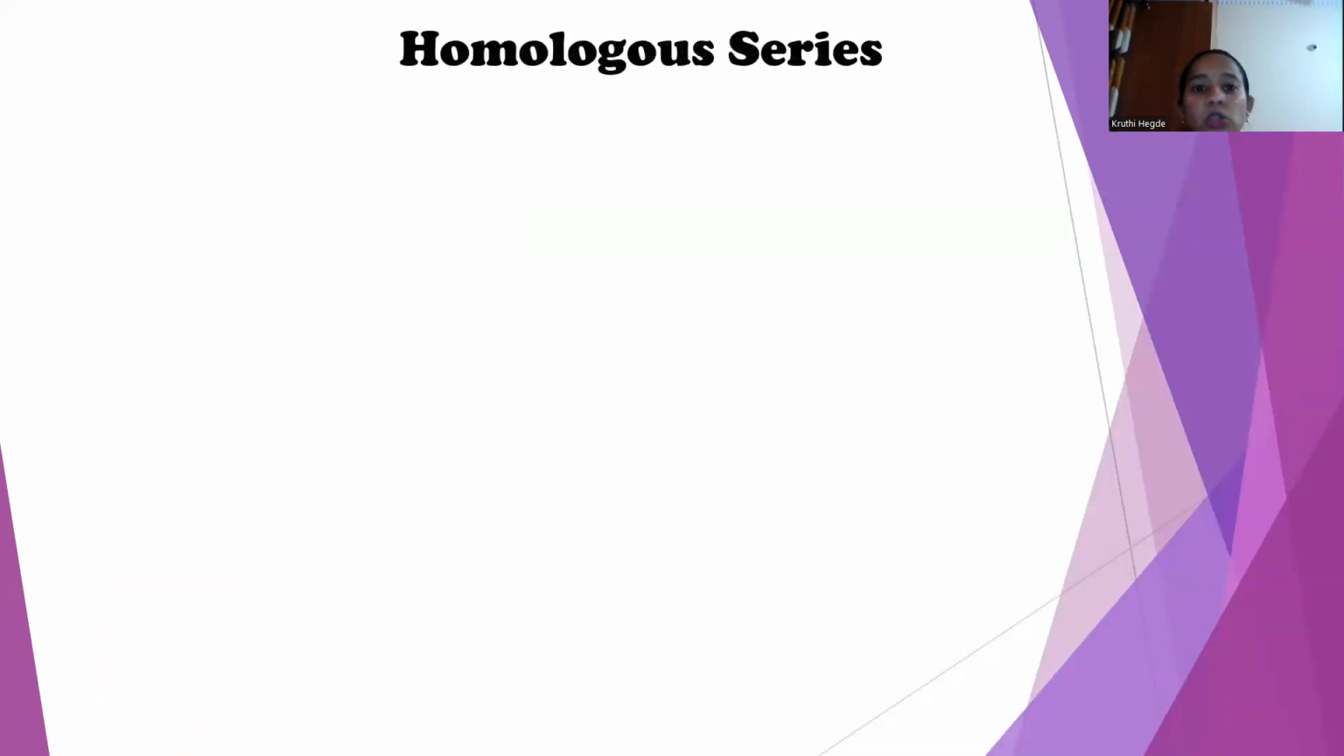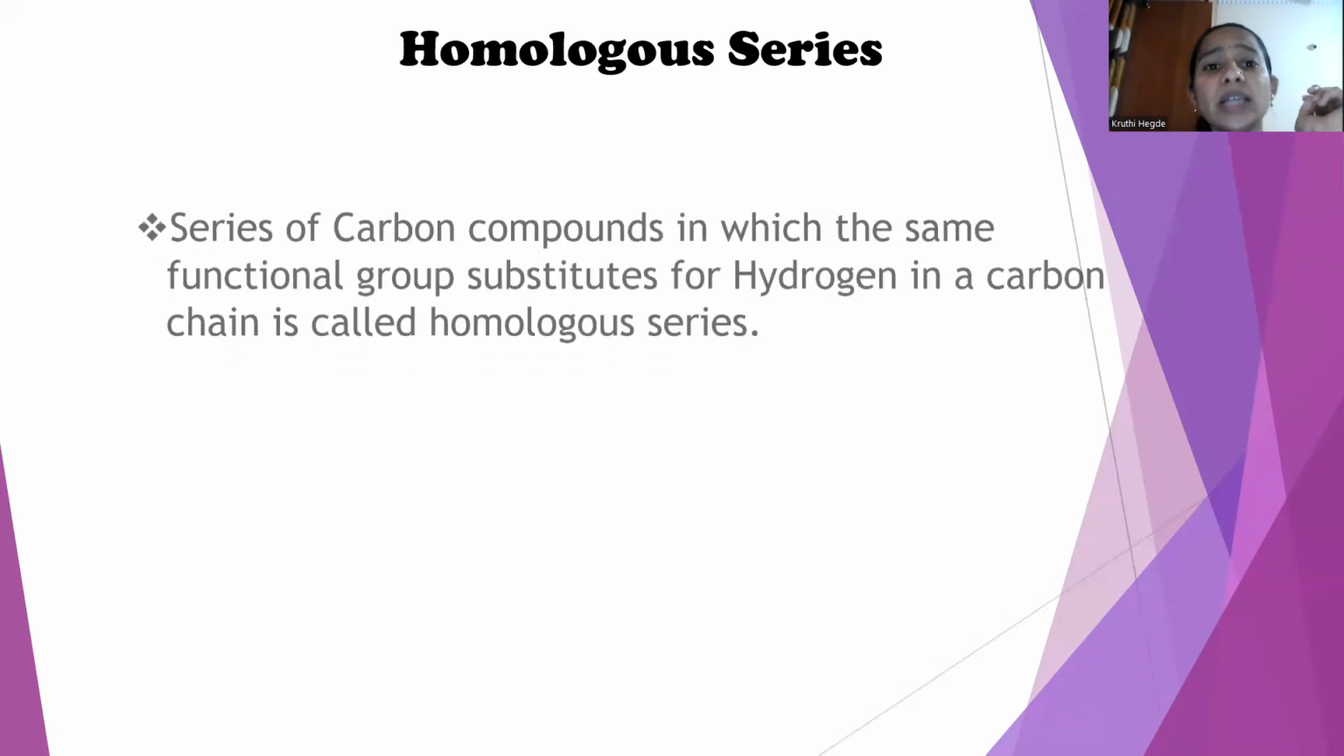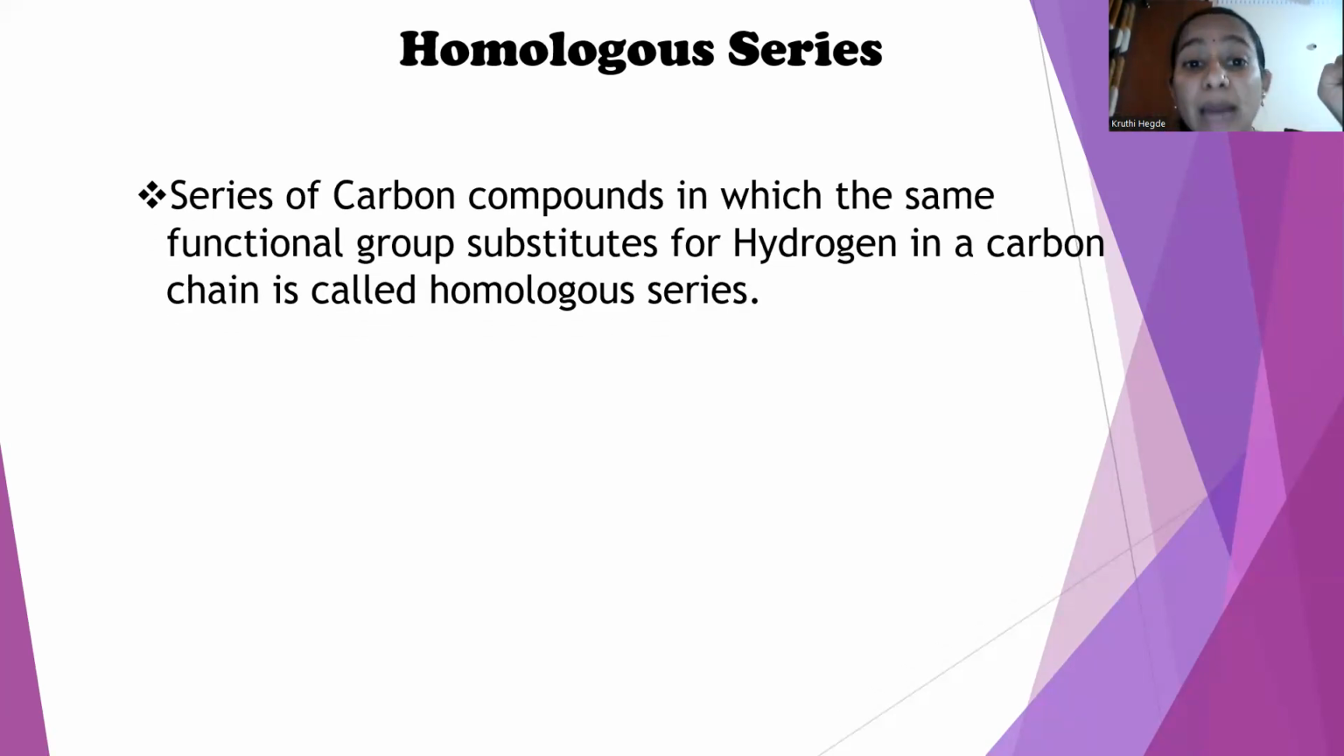Okay. So what do you mean by homologous series? This term homologous, you have studied in biology also. Don't get confused. There it is homologous organs. Here it is homologous series. Homo means similar. It's called a homologous series when there is a series of carbon chain compounds with the same functional group. Homo means the same functional group substituted for hydrogen in the carbon chain.